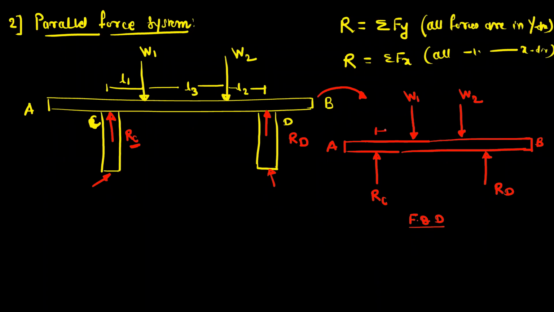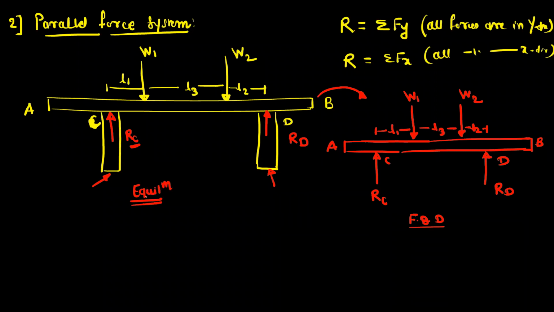Okay. So then you can show the distances. So this is L1. This is L2. So this is point C, this is point D, and this is L3. Now just imagine this system is in a state of equilibrium. So it is in perfect equilibrium.